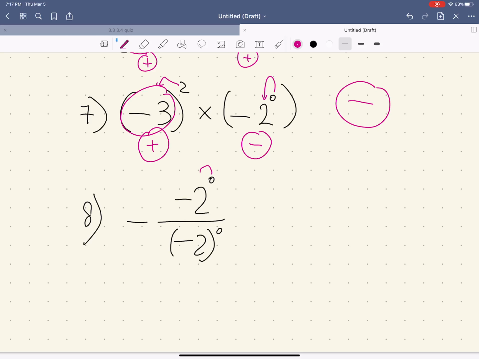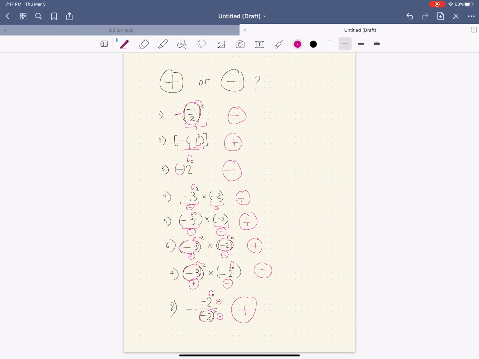Okay, this one here, let's look at top and bottom, okay? Top, the 0 only applies to the 2, so the top is negative. So the 0 applies to the entire thing, so the bottom is positive. So ignore this bracket here for now. This whole thing is a negative answer. What if I expose this negative? That means negative and negative, we have a positive answer in general. Okay, hopefully you got everything right.